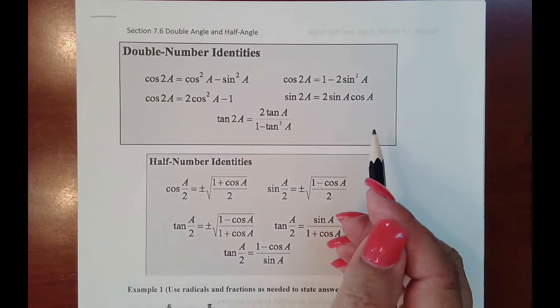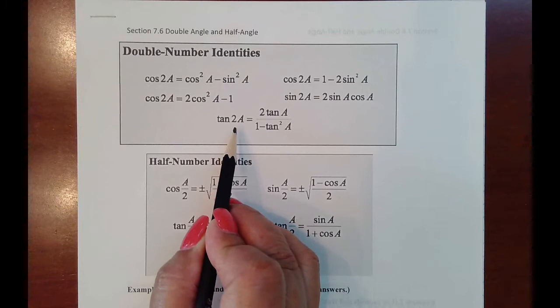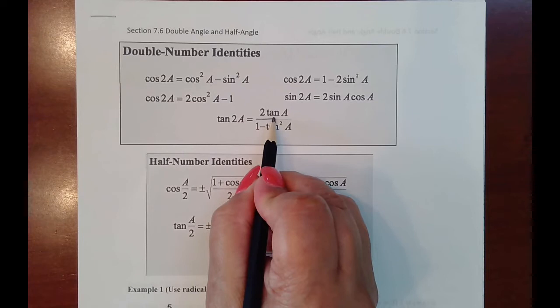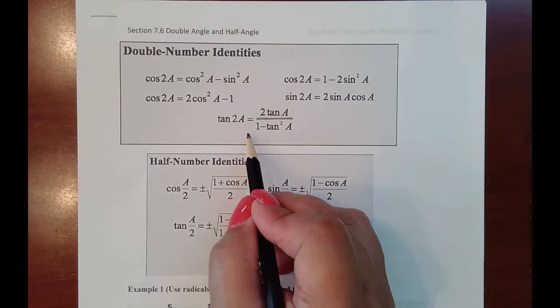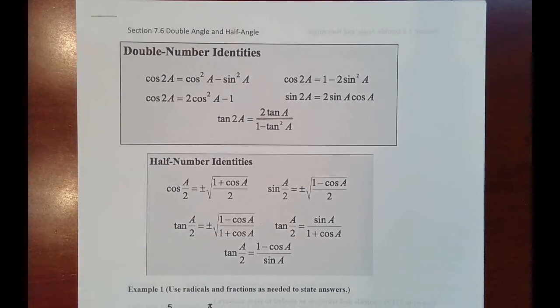If you happen to be finding a tan of a double angle, those will involve the most algebraic work, as they have in all the sections. The formula for the tans always require just a little bit more. If you can't see this line, this is a fraction. This says 2 times tan of A, when you're being asked to find a double angle, will play the role of the numerator, and 1 minus tan of A, but squared, will play the role of the denominator.